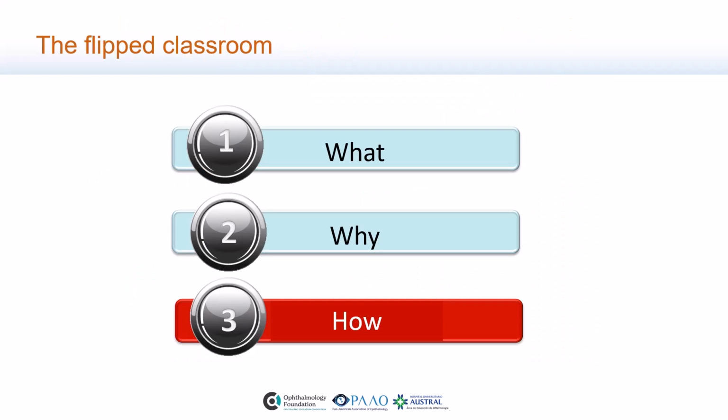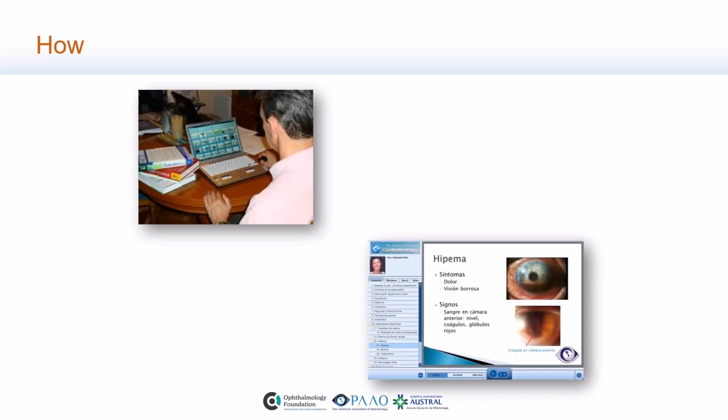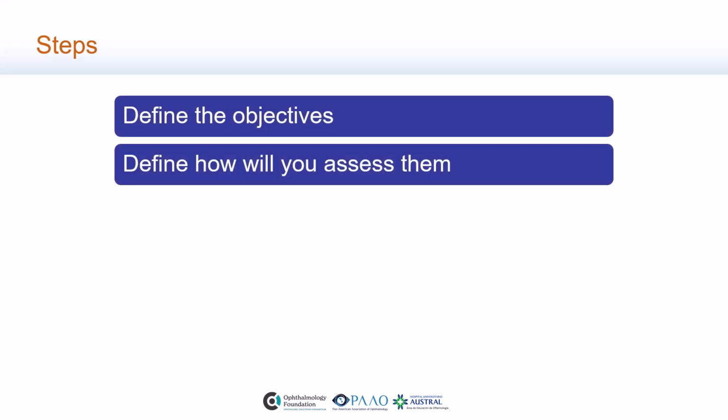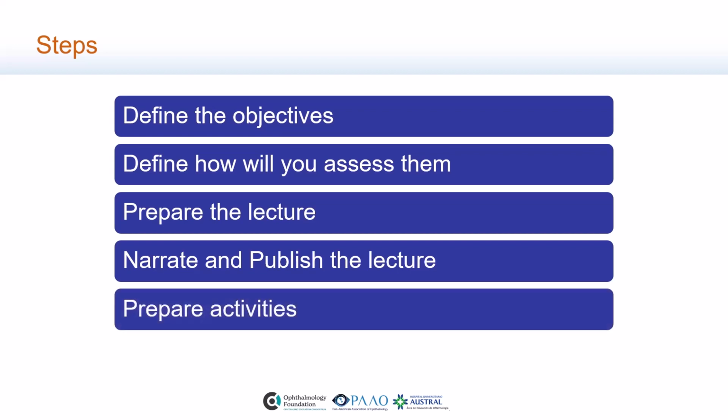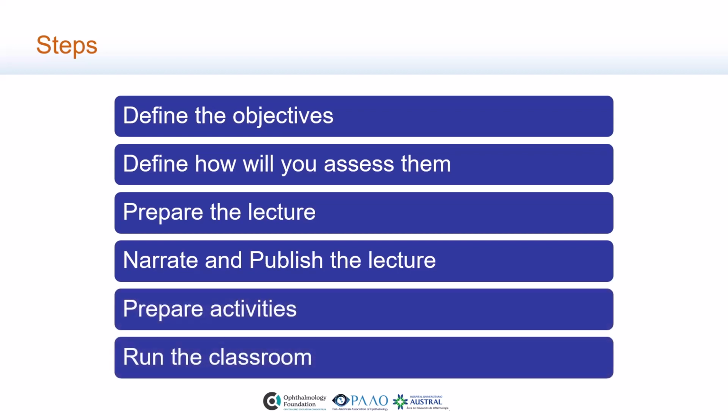So now that we know the whys, let's get to the how. There are two ways to do it. You prepare your own lecture, or you find one already on the web. But before you choose which way you will go, let's see the common path any of them will have. No matter which way you do it, there are a series of steps that you must follow. And these are: define objectives, define how you will assess them, prepare the lecture, narrate and publish the lecture, prepare the activities, and finally run the classroom.